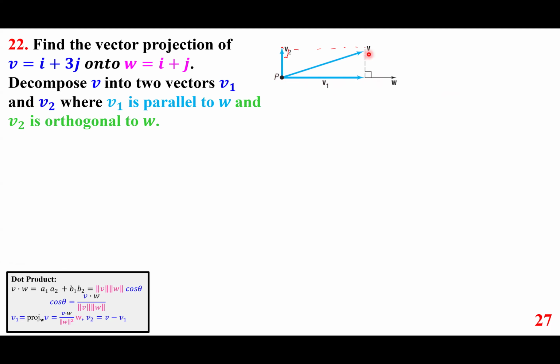So the v vector has two components, v1 along the x-axis, v2 along the y-axis. That's it. Here's another example. So v, drop a perpendicular along the x-axis and along the y-axis. So the two components are V1 and V2.